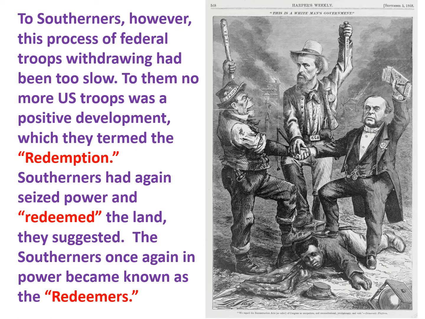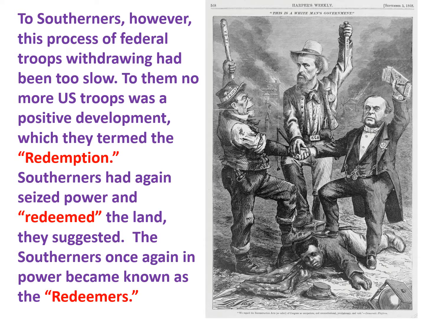To Southerners, however, this process of federal troops withdrawing had been way too slow. To them, no U.S. troops was a positive development, obviously, and they termed this process of federal troops withdrawing redemption. And when the federal troops are gone, these Southerners could once again crack down on the freedmen, take charge of the local and state government, seize power, and in their view, they had redeemed the land, hence redemption. Southerners, once again in power, were known as the Redeemers, and here's a cartoon showing them conquering in the end.